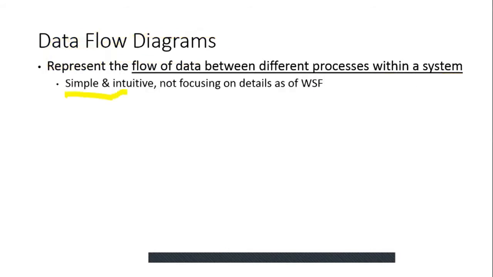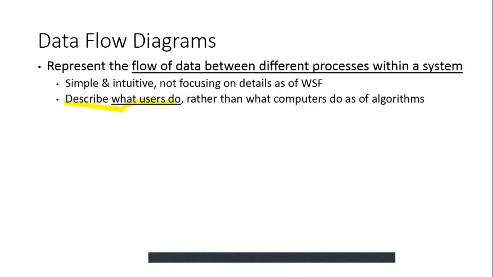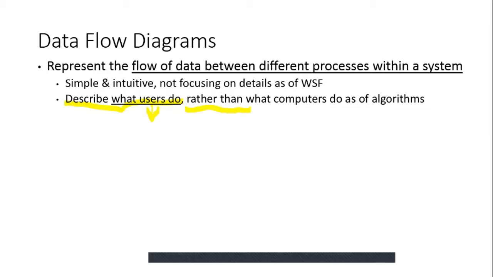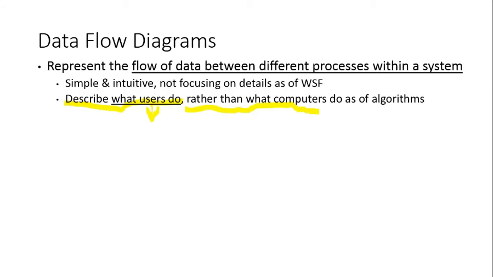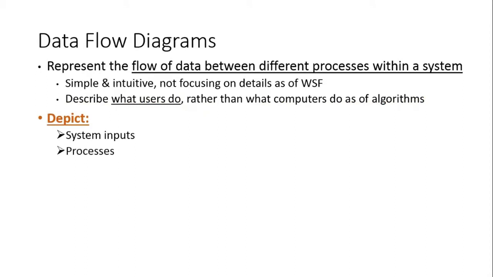It is a simple and intuitive diagram in which we do not focus on details as we did in the work system framework. It describes what users do. Users means business professionals. So we mainly analyze the system from a business point of view rather than the technical point of view in which detailed algorithms are used. So this data flow diagram depicts system inputs, processes, and outputs.